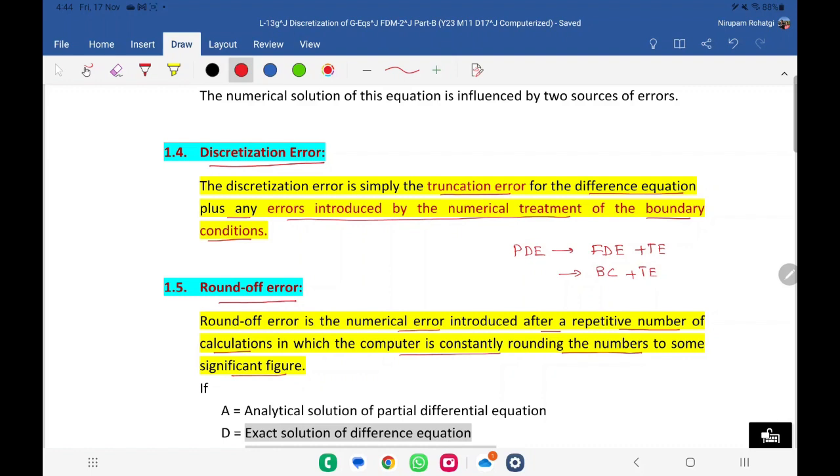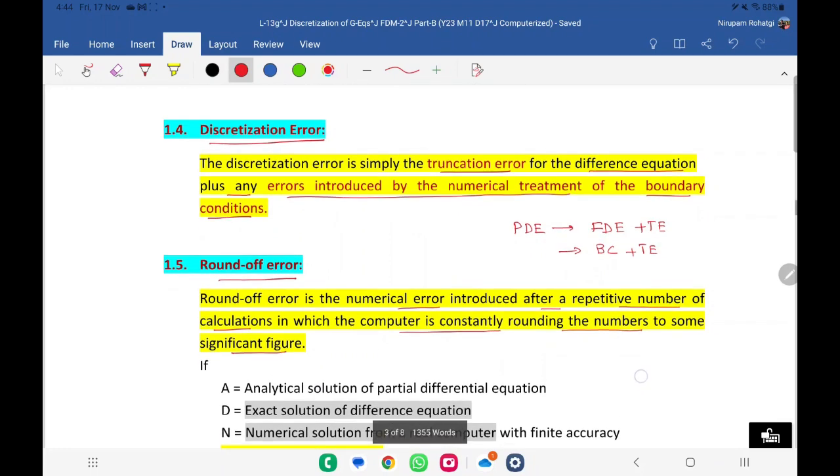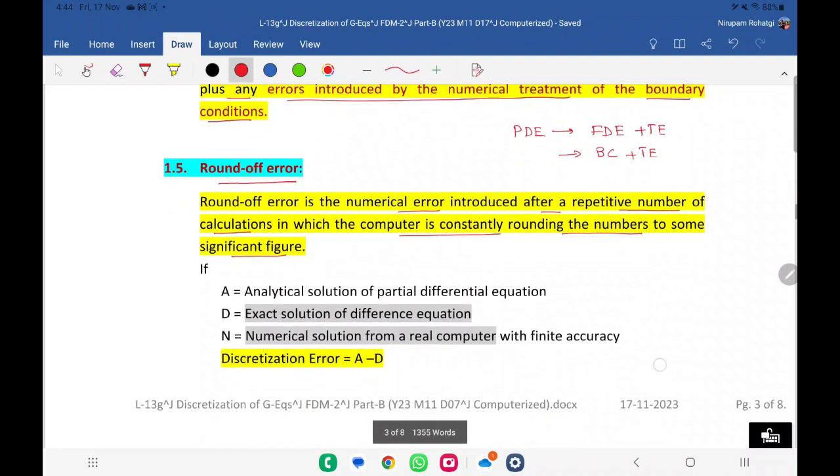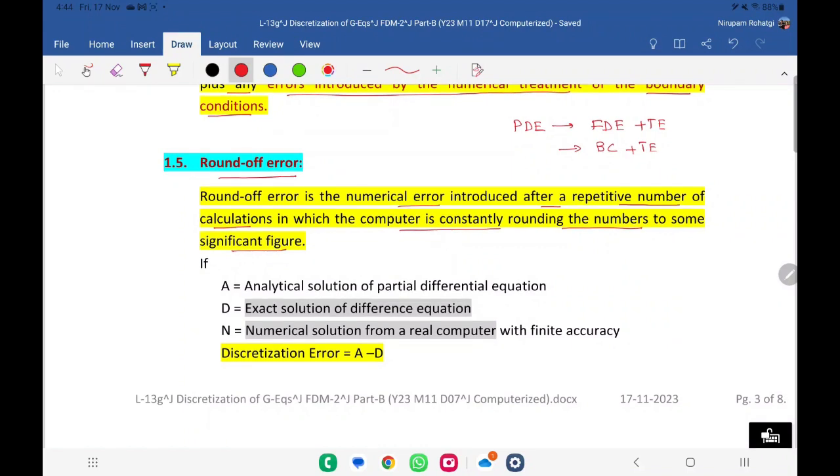Right? That means every time you are leaving out something. But that should not add on the same side all the time. Okay? So that is called round off error. At each step you are making a round off error. Okay? So let us put them in a different form.